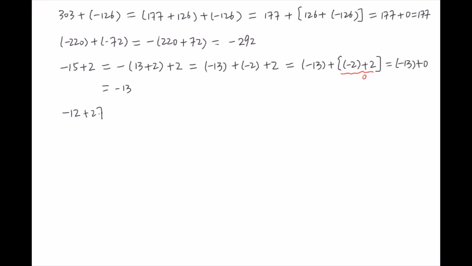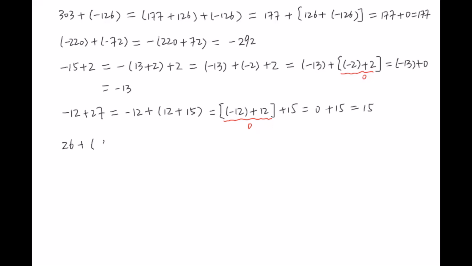Negative 12 plus 27 equals negative 12 plus 27 is the sum of 12 plus 15. It equals, we can regroup these terms. So according to the property of opposites, this is 0. And 0 plus 15 equals 15. Next example.